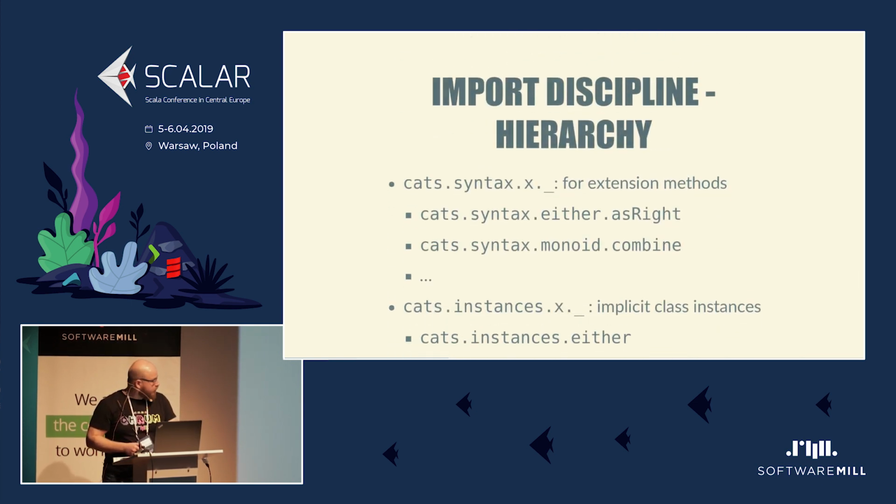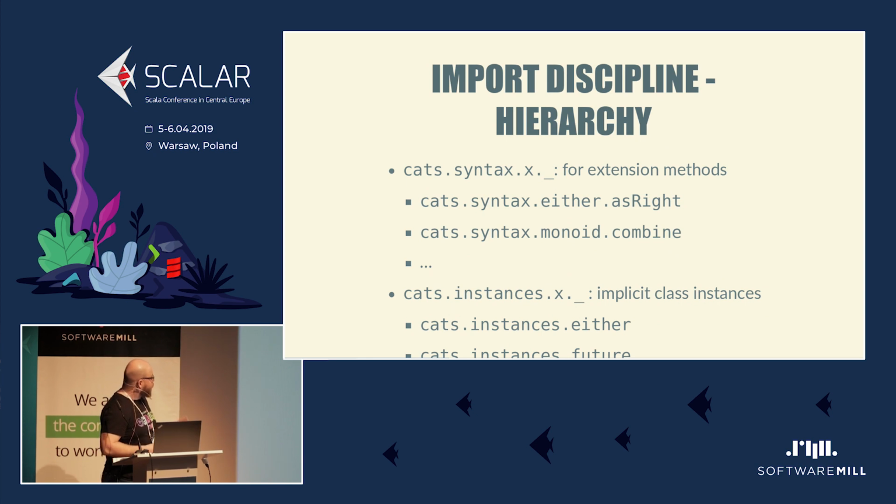But you also have this. Oh yeah, the font's different. So you have two trees here. One is cats syntax, and one is cats instances. Cats syntax provides those nice extension methods to everything. So for example, cats syntax either gives you the extension method asRight for everything. There is cats syntax option for some. For monoids, there's combine. So everything that you call actually is in cats syntax.